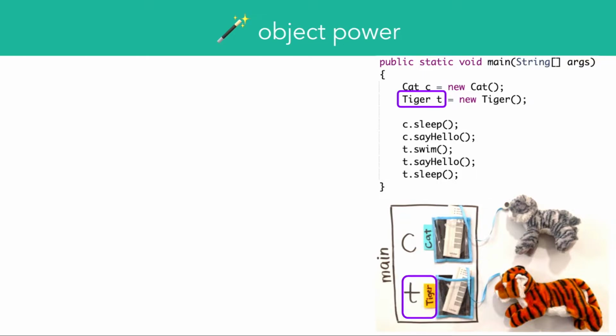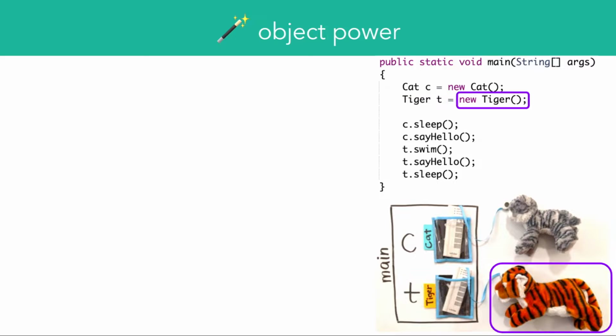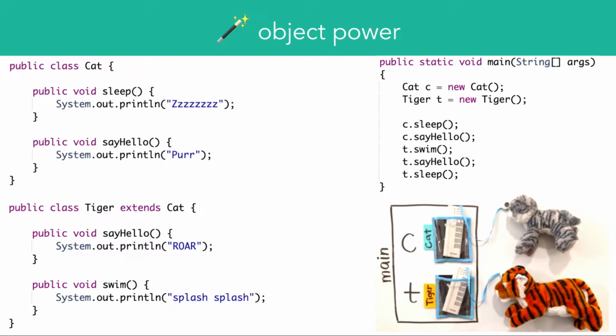This process is repeated when we create a variable called t of type Tiger. An actual object of type Tiger is created when we call the Tiger constructor. Lastly, the assignment operator creates a reference to that newly created Tiger object. I've added the Cat and Tiger classes for us to use when tracing the code in the main method.